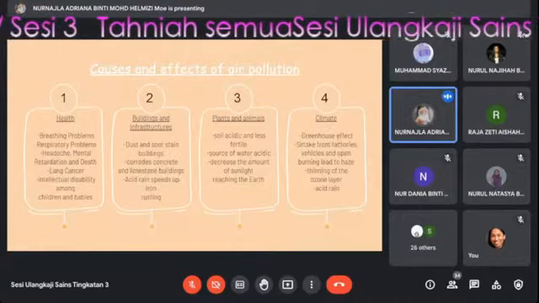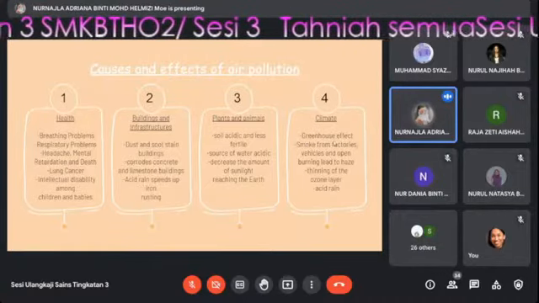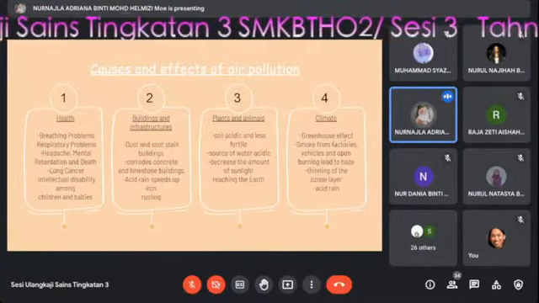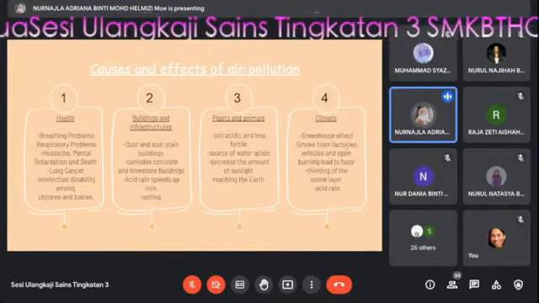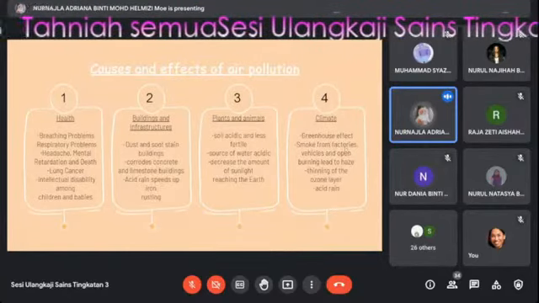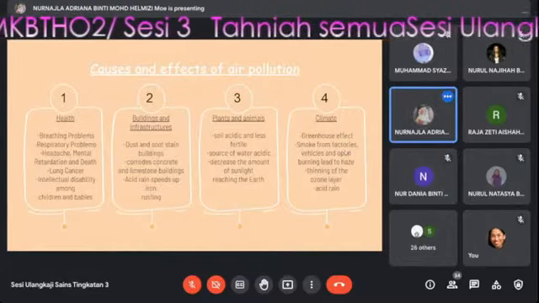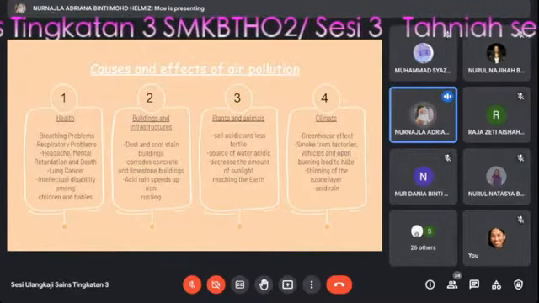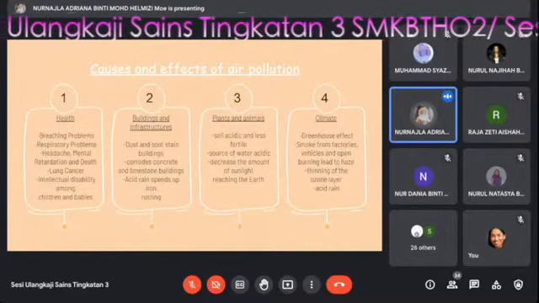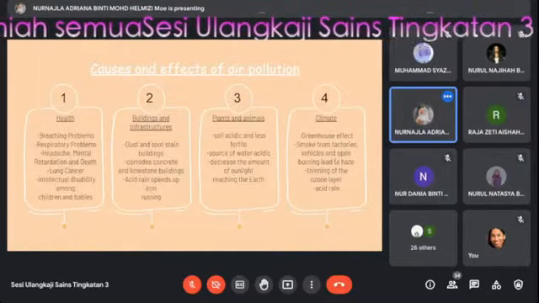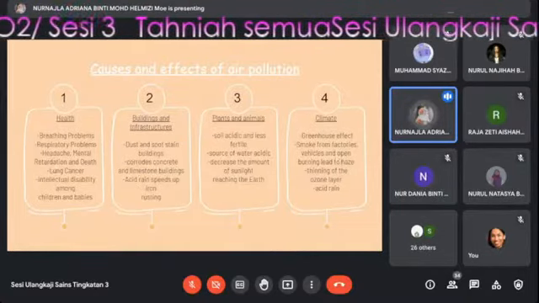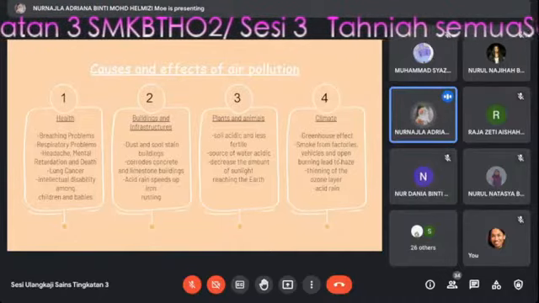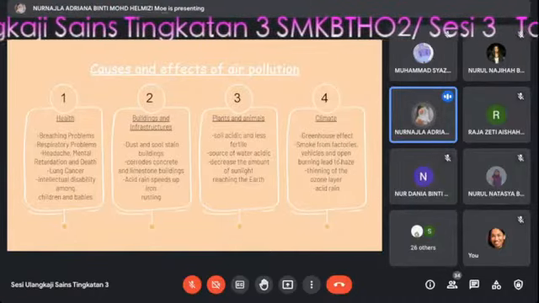Greenhouse effect ni, karbon dioksida yang berlebihan menyebabkan kesan rumah hijau. Smoke from factories, vehicles and open burning lead to haze. Maknanya pembebasan asap dari kilang, exhaust kenderaan dan pembakaran terbuka menyebabkan jerebu.